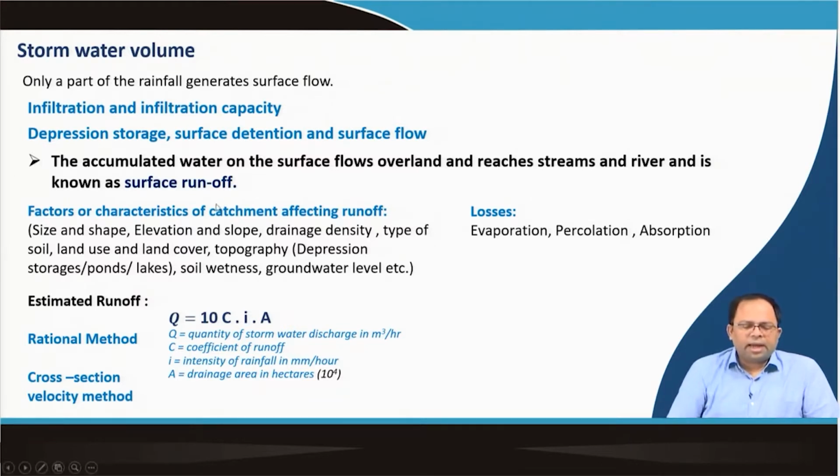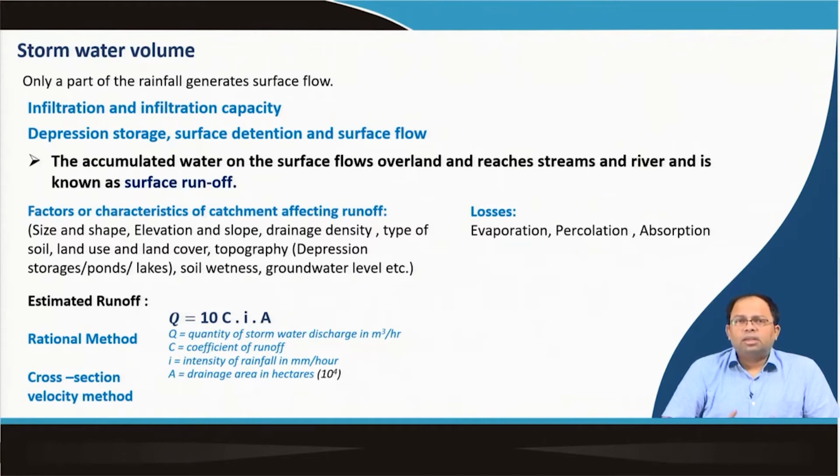So, what factors or characteristics of the catchment affect the runoff? As you can understand, the water flows over land and then reaches the point of disposal. So, there are certain things in the catchment which affect the runoff. The size and shape of the catchment has an effect on the quantity of runoff that is generated. The elevation and slope, of course, will also have a role to play. The more the slope, the faster will be the travel time. The drainage density, then type of soil, land use.